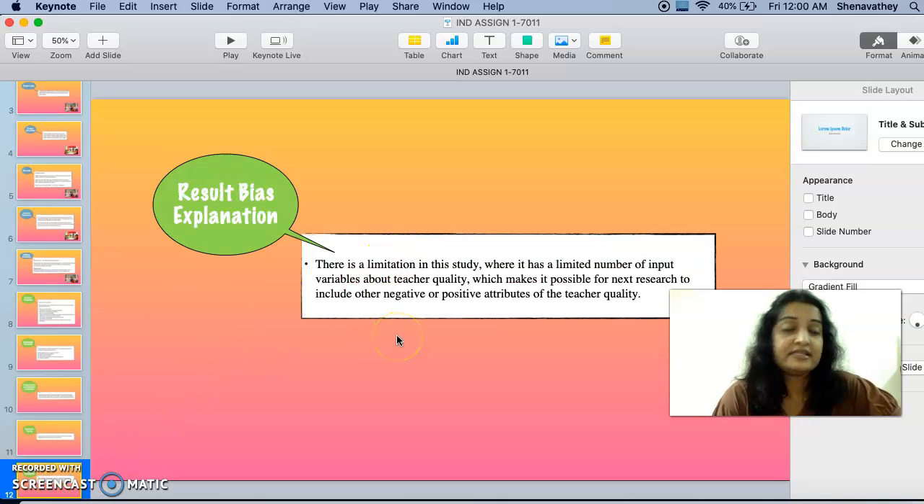And the result bias explanation, as I mentioned earlier, there is some limitation in the study where it has a limited number of input variables about teacher quality, which makes it possible for the next research to include either negative or positive attributes of teacher quality.